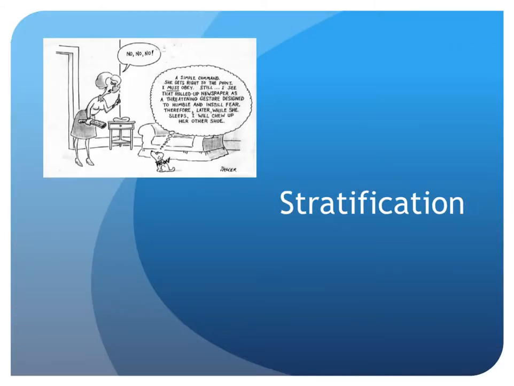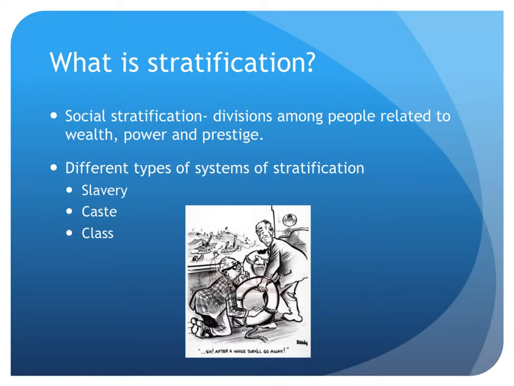This unit focuses on the issue of social stratification. Stratification refers to divisions among people. When we speak about social stratification, we're usually referring to differences in status, things like wealth, power, or prestige. Historically, there have been three main systems of stratification that are studied by sociologists: slavery, caste, and class.